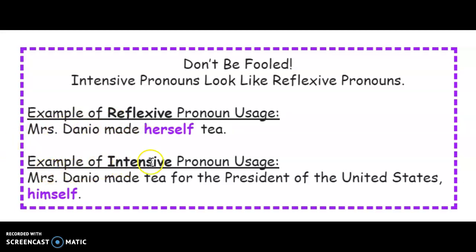Let's look at an example of an intensive pronoun usage. Mrs. Danio made tea for the President of the United States himself. In this sentence, the word himself is referring to the President of the United States. It's coming directly after President of the United States and intensifying that person. In this case, Mrs. Danio is just a simple subject.